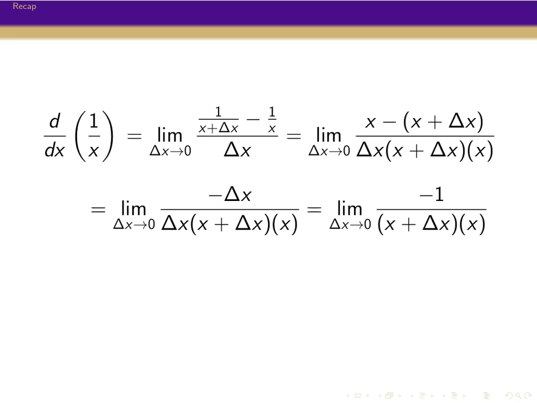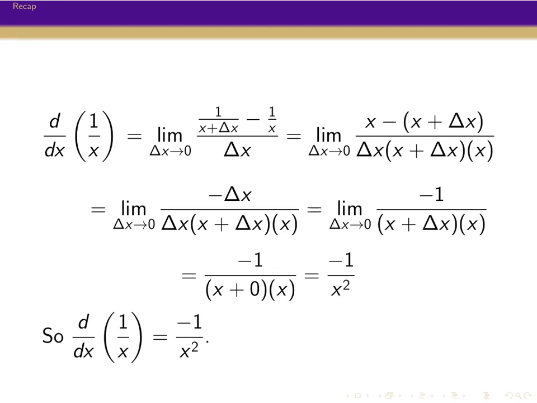So working out, that's our next line. Now when we look at this, in the denominator, we've still got 1 delta x, but it's inside this term, and so we don't have any problem setting this to 0 anymore. So we can swap that out with 0. We're left with minus 1 over x plus 0 times x. Well, x plus 0 times x, that's just going to be x squared. So what did we end up with at the end? The derivative of 1 over x is minus 1 over x squared.